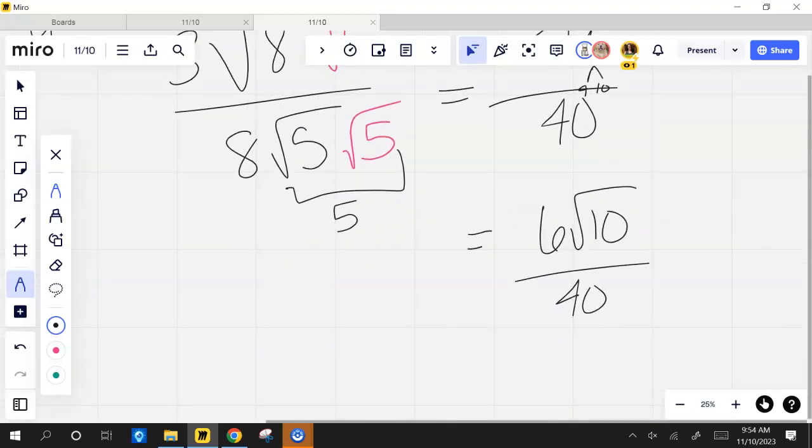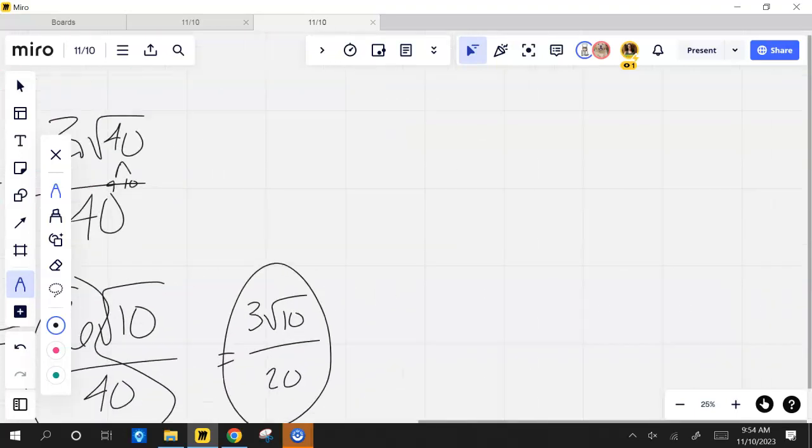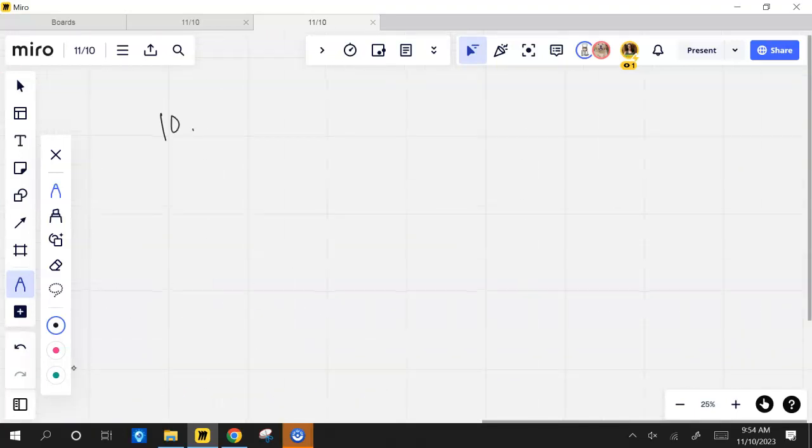Don't forget to simplify 2 outside of that radical. You simplify these two? Yeah. Divide them both by 2. That's exactly right. And what's left? 3 square root of 10 over 10. Yeah. 10. All in one square root.